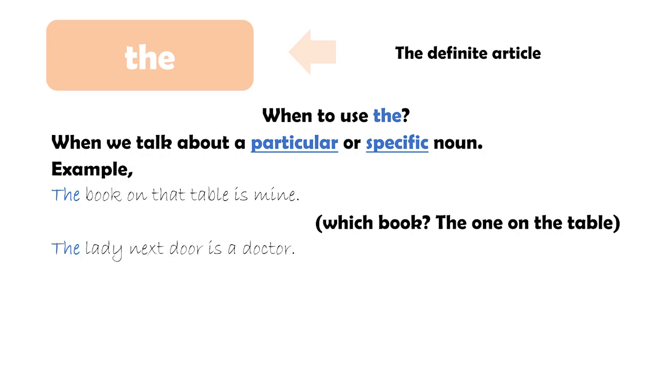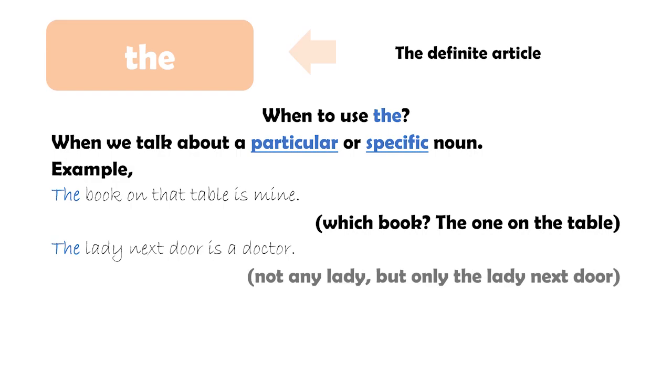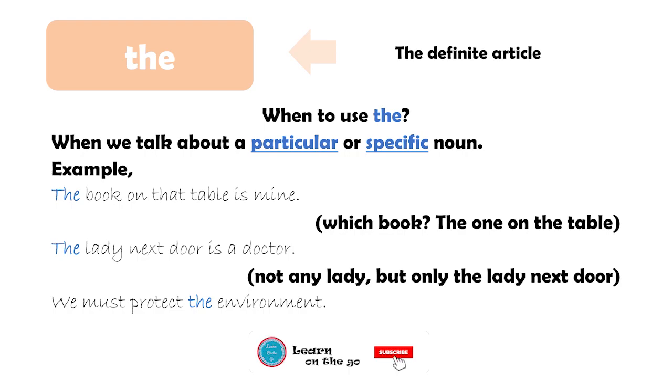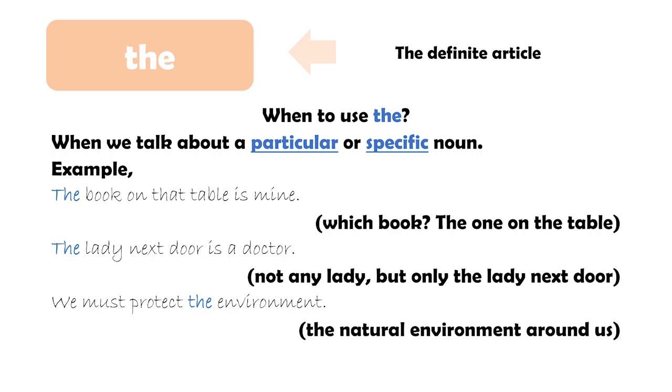The lady next door is a doctor. Which lady? Not any lady. We're not talking about any lady, but we are only referring to the specific lady who lives next door. Therefore, we use the. We must protect the environment. We're talking about the natural environment around us.